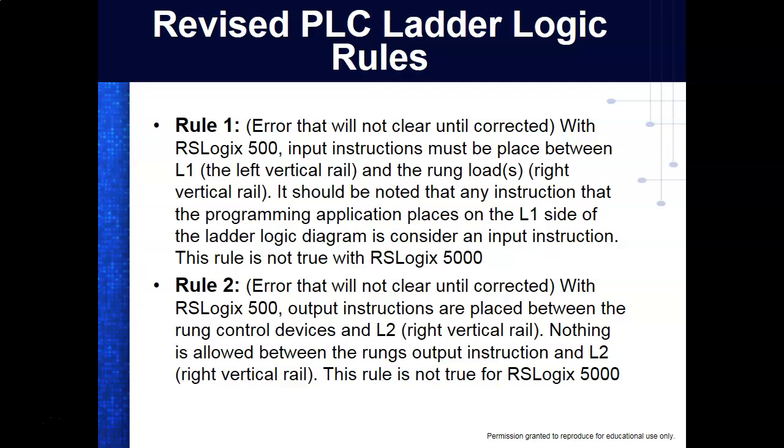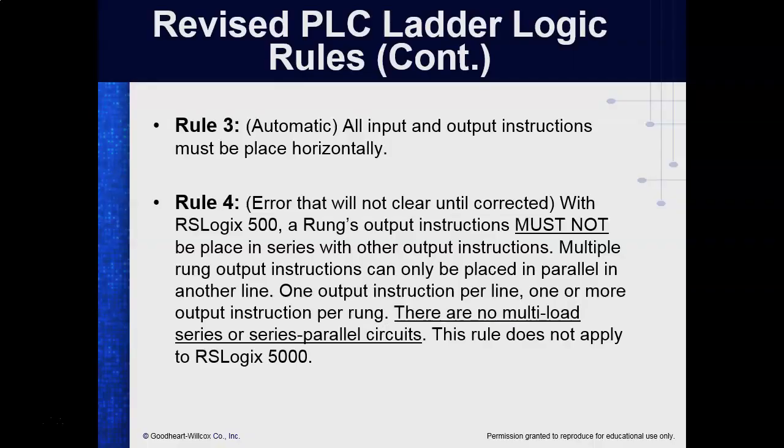And we're not going to deal with RSLogix 5000. Rule 2. Output instructions are placed between the rung's control devices and L2. Nothing is allowed between the rung's output devices and L2, which is the right vertical rail. Ignore the RSLogix 5000. I thought I took those out.